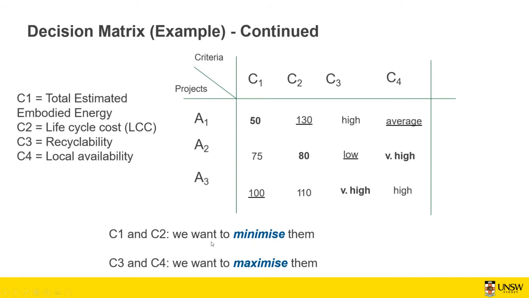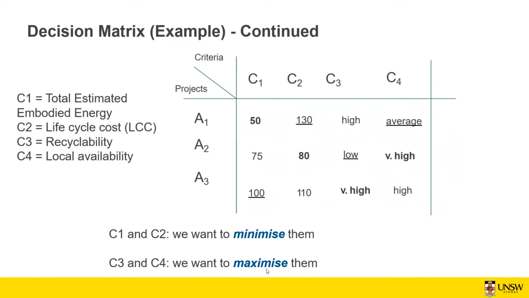For C1 and C2, you want to minimize them. So you want to minimize the total estimated embodied energy, which means it is better for the environment if the embodied energy is lower. And for the life cycle cost, obviously you want to minimize that as well, because at any time you want to minimize your costs and maximize your profits. But on the other hand, for C3 and C4, you want to maximize them, because C3 is recyclability, so you want a product that is more recyclable, and C4 is local availability.